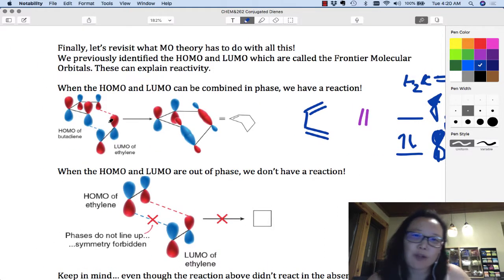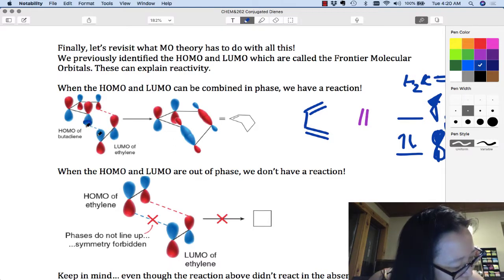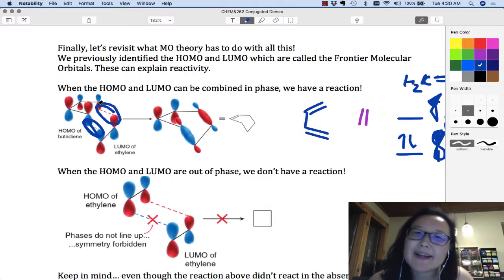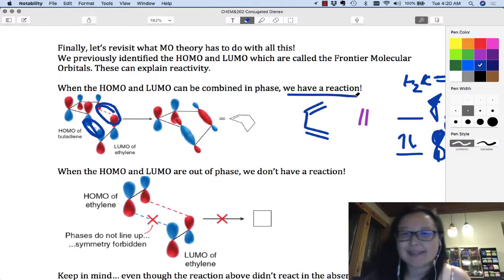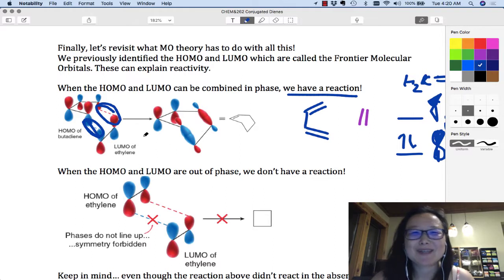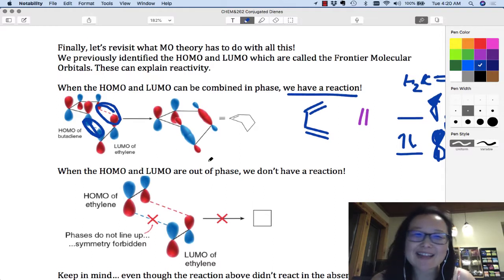Well, it turns out when you match the HOMO of one and the LUMO of the other, do you guys see how this is in phase, same color, and this is in phase, same color? So it turns out that there is bonding interaction there, and that's why we have a reaction. Okay, so all of this is based on molecular orbital symmetry, which is really cool. Now let's see what happens.